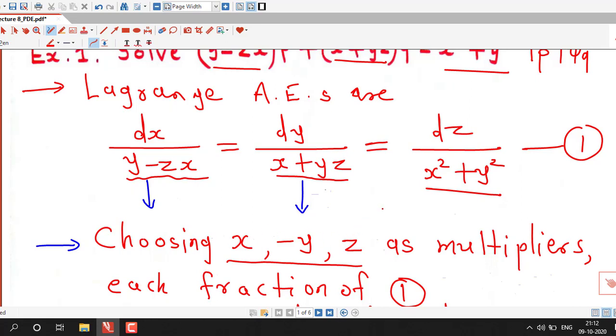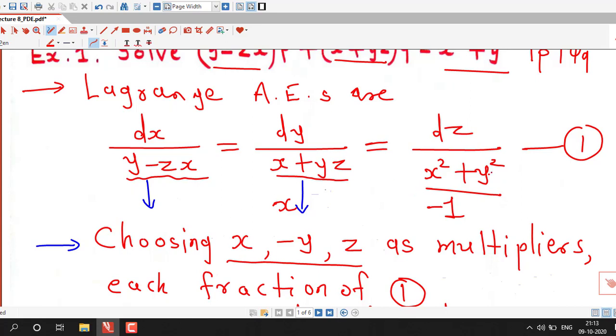So what will be our idea to select multipliers? For example, if I observe again this last fraction, I have x square here, and here I have small x, here I have small y. So if I multiply this by x, I will have x square, and here also I have x square. So suppose I multiply this last fraction by minus 1, I will have minus x square minus y square. If I want to cancel out this minus x square, I have to multiply this fraction by x. So I will obtain x square, and that x square will cancel out this minus x square.